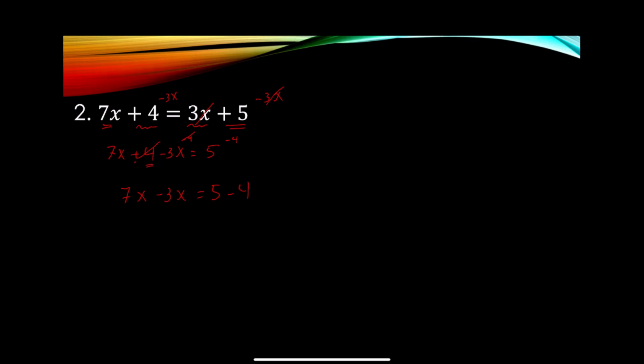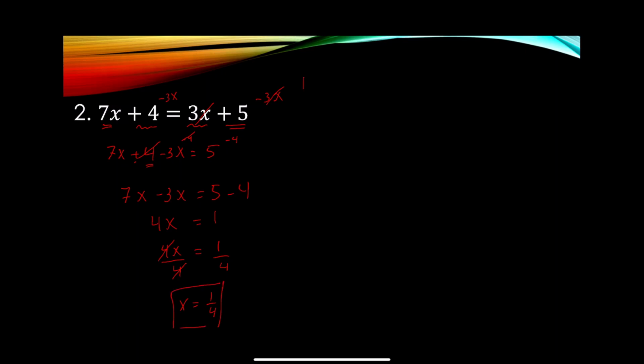Now 7x minus 3x is equal to 4x. And 5 minus 4 is equal to 1. Now in order to solve the equation, we need x alone, which means the coefficient equal to 1. But the coefficient that we have here is 4. Remember from last time what we said. We need to get rid of 4 by dividing both sides by 4. So 4x equals 1, divide here by 4, and divide here by 4. Cancel this with this, so the answer is x equals 1 over 4.